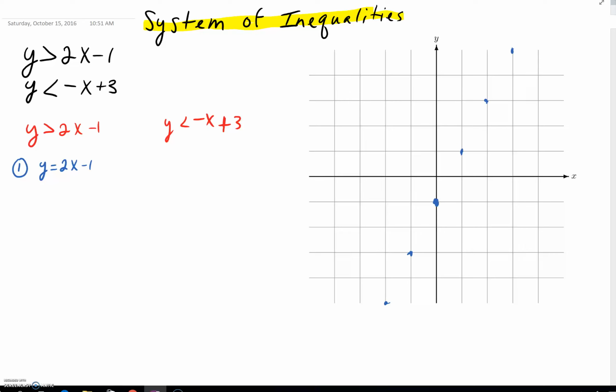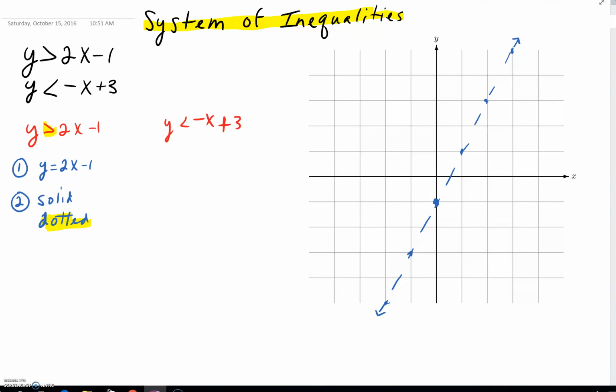But then remember the next step is we need to say, is it a solid or is it a dotted line? And we do that by looking at our inequality. Since this is just greater than, it is a dotted line. All right, so then we will graph these points by connecting them with a dotted line. Remember, dotted line means that we will not use these points as part of our solution set or part of our region because it is not equal to, it's got to be greater than or less than.